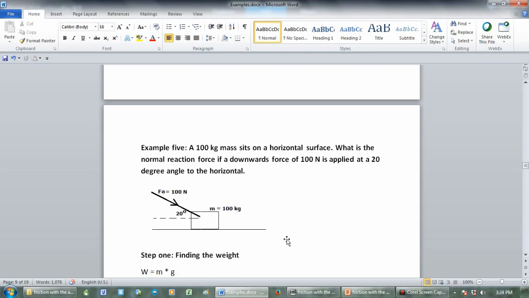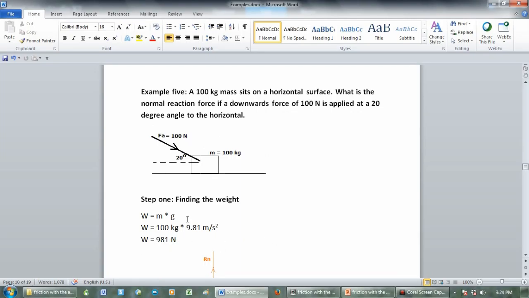Step 1, find the weight. Weight equals mass times g. Weight equals 100 kilograms times 9.81 meters per second squared. The weight is 981 newtons.